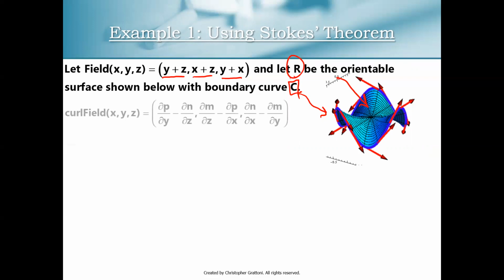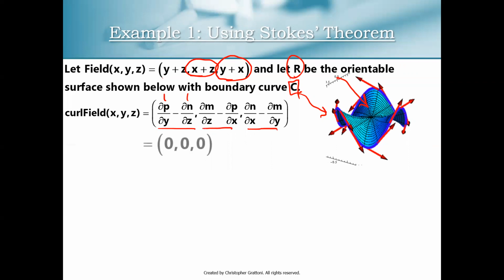Let's see why. So let's try to crunch the numbers for the curl of this vector field. For example, let's look at just the x component. We have dp dy minus dn dz. All right, so the partial derivative of p with respect to y is 1. And then the partial derivative of x plus z with respect to z is again 1. Oh, 1 minus 1 is 0. And actually, for all three components, when you crunch those numbers, you get 0, comma 0, comma 0. The curl of this vector field is 0, 0, 0.